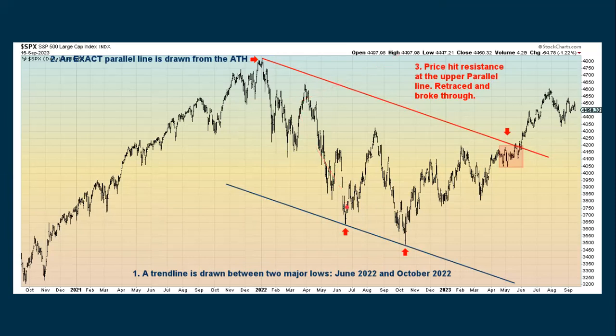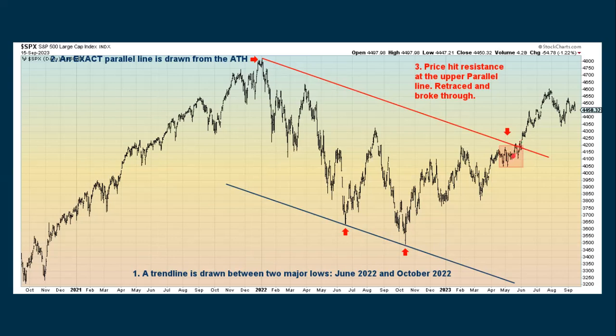We looked at the June 2022 low and the October 2022 low, drew a trend line from point A to point B, then went up to the all-time high and drew a parallel line to this lower line. And for a while, in the spring, we were bumping up into this area, and it looked like this may be providing some overhead resistance.